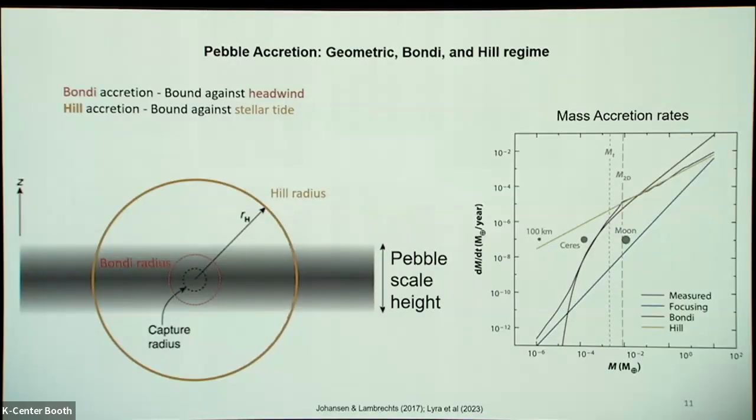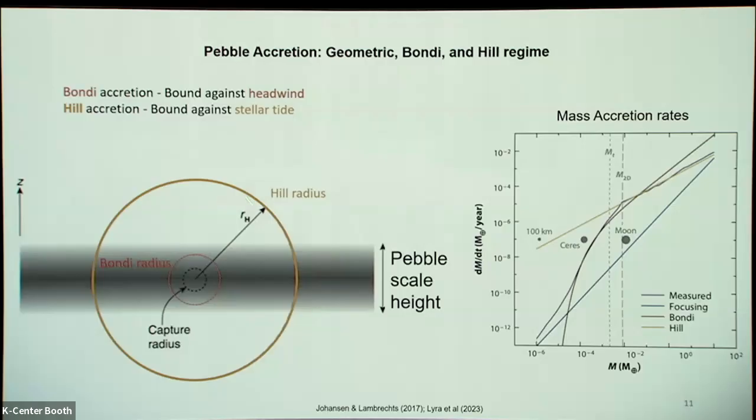Now, there's a catch here. There are different accretion modes that depend on the different radii, the different scales in this problem. So you have the capture radius, which is usually the cross-section for capturing planetesimals. As you see, that's quite small. And then you have the Bondi radius. That's not the Bondi radius for accretion of gas, as we normally think of it. But the Bondi radius for accretion of the pebbles against the different speed that gas and pebbles orbit in the disk.